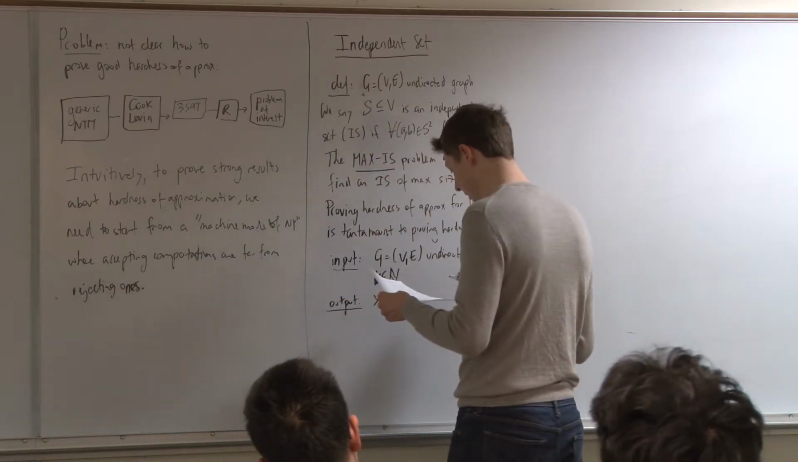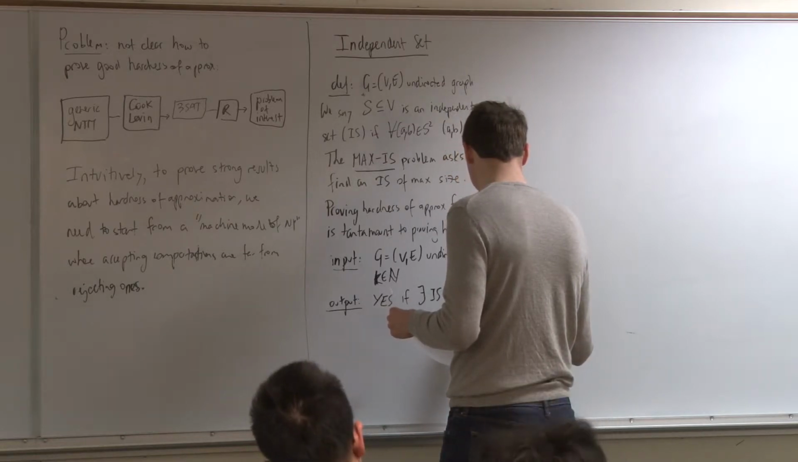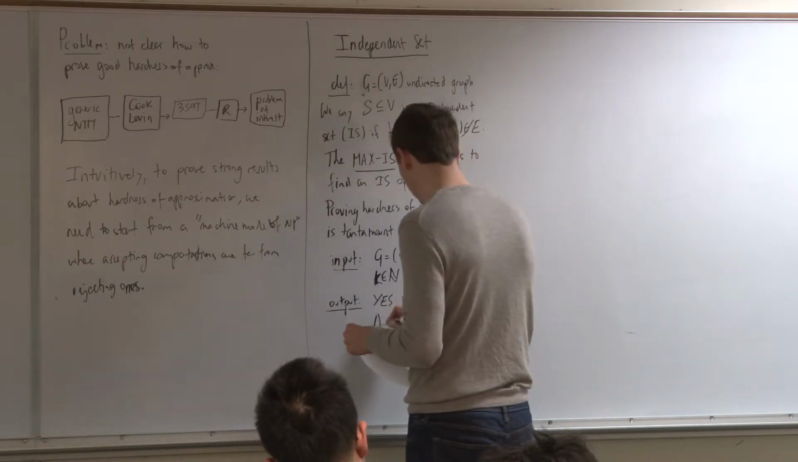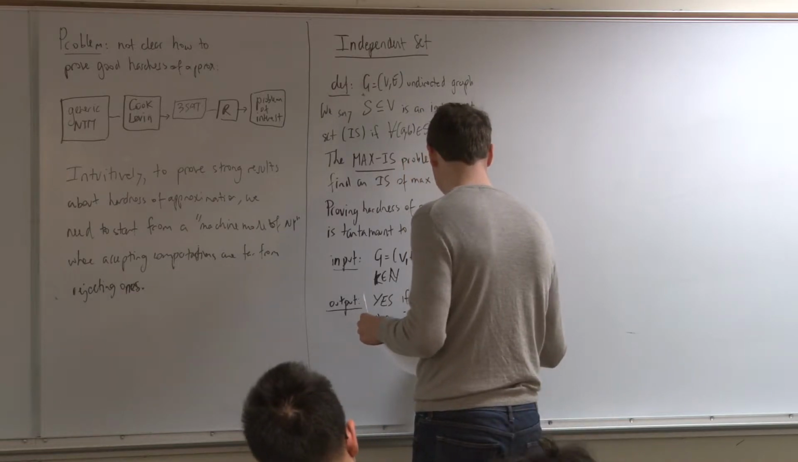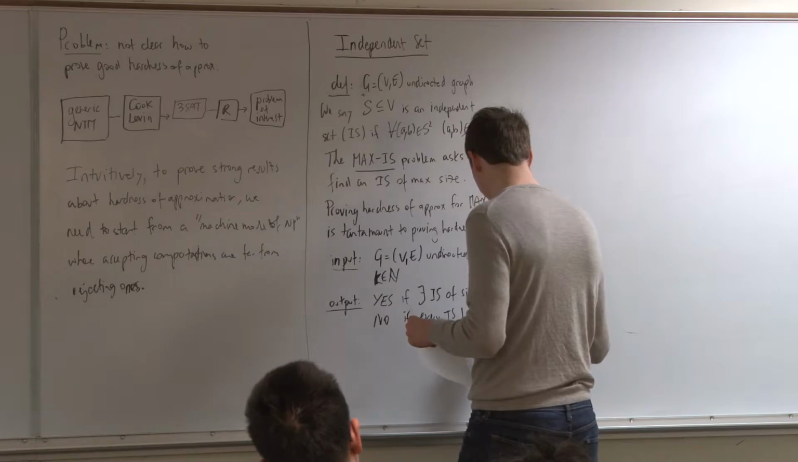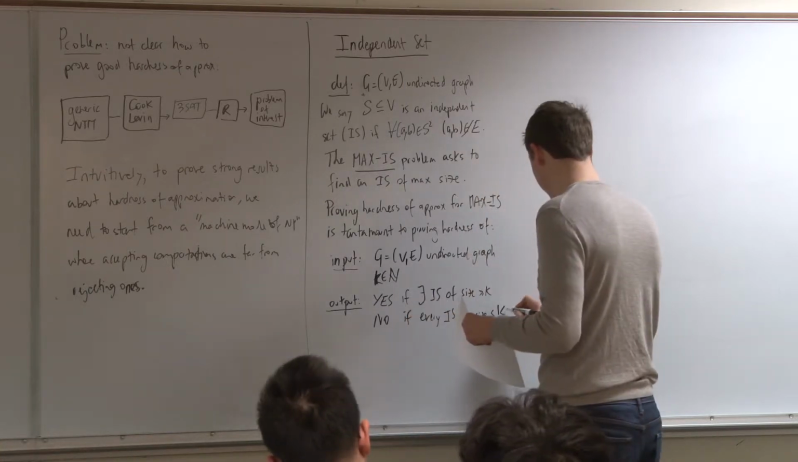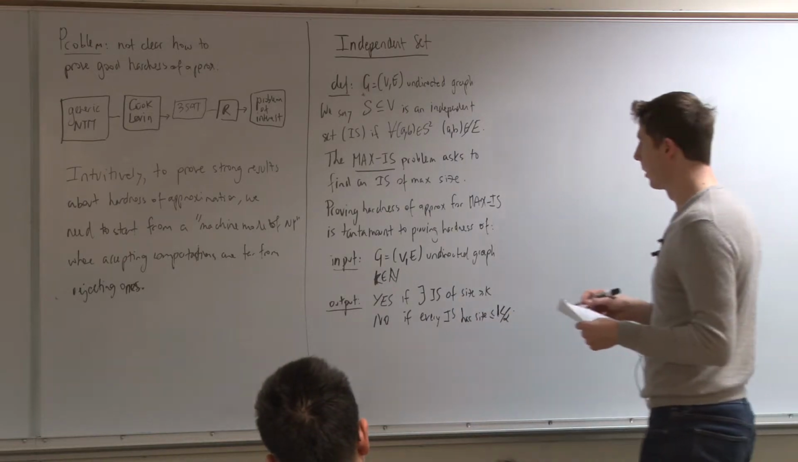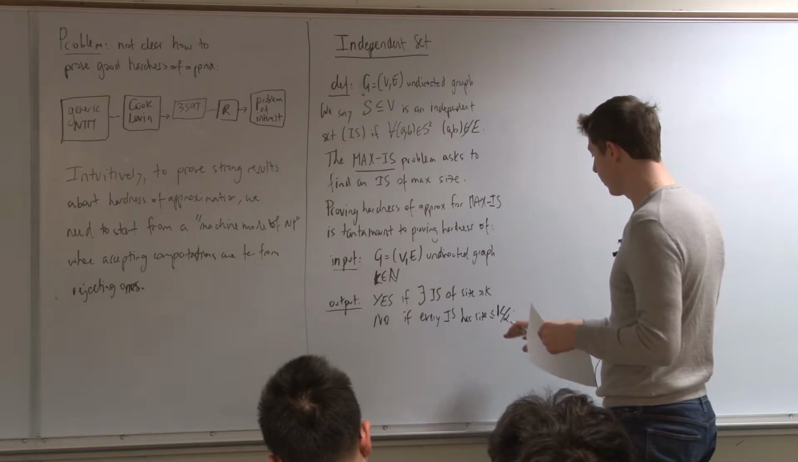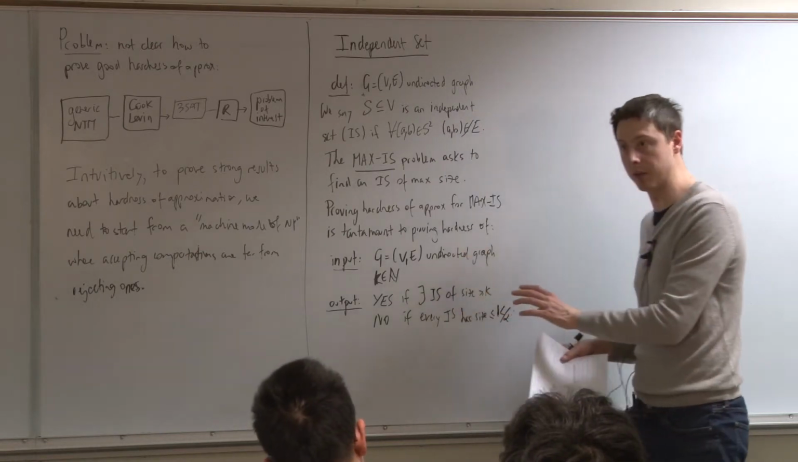Yes, if there is an independent set of size at least k, and the output should be no if every independent set has size at most k over alpha. Okay, so proving hardness with approximation alpha is tantamount to asking an algorithm to distinguish these two things.